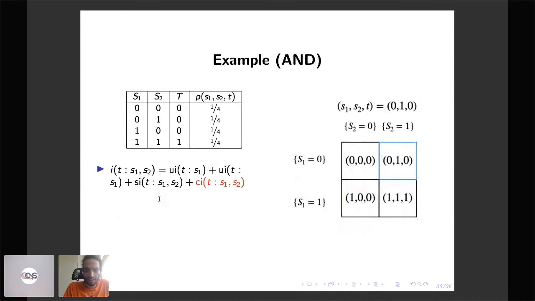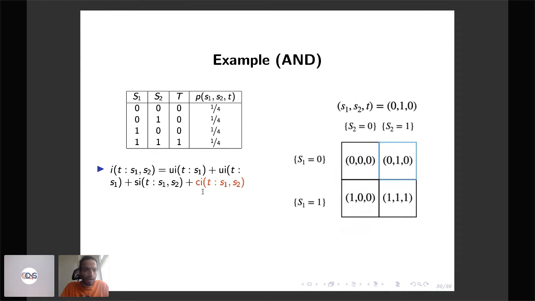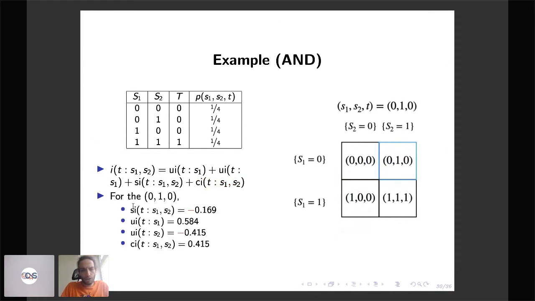And finally, the synergistic information is just the remaining information out of the mutual information we computed, and this is what we get. If we have a guarantee that at least S1 or S2 has happened, we are most likely not able to give a good prediction about T. If we see that S1 has happened, that S1 has taken the value 0, we can definitely say that T is 0. If we see that S2 has happened, we really don't know, so we are highly likely to mispredict, and still we have some synergy.